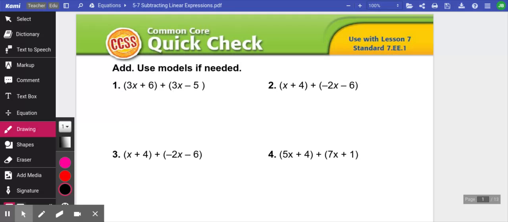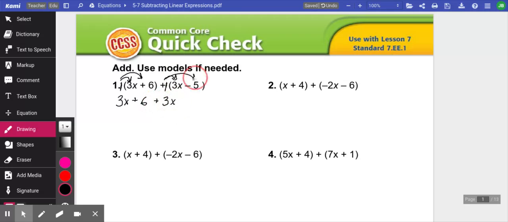Remember that when we are adding linear expressions and we encounter parentheses, the parentheses can be removed by distributing a number into the actual value. So the number we're going to use is a 1. If you remember, this imaginary 1 always sits in front of parentheses. So to distribute, we're just going to multiply. 1 times 3x is 3x, and 1 times 6 is 6. Also, 1 times 3x is positive 3x again.